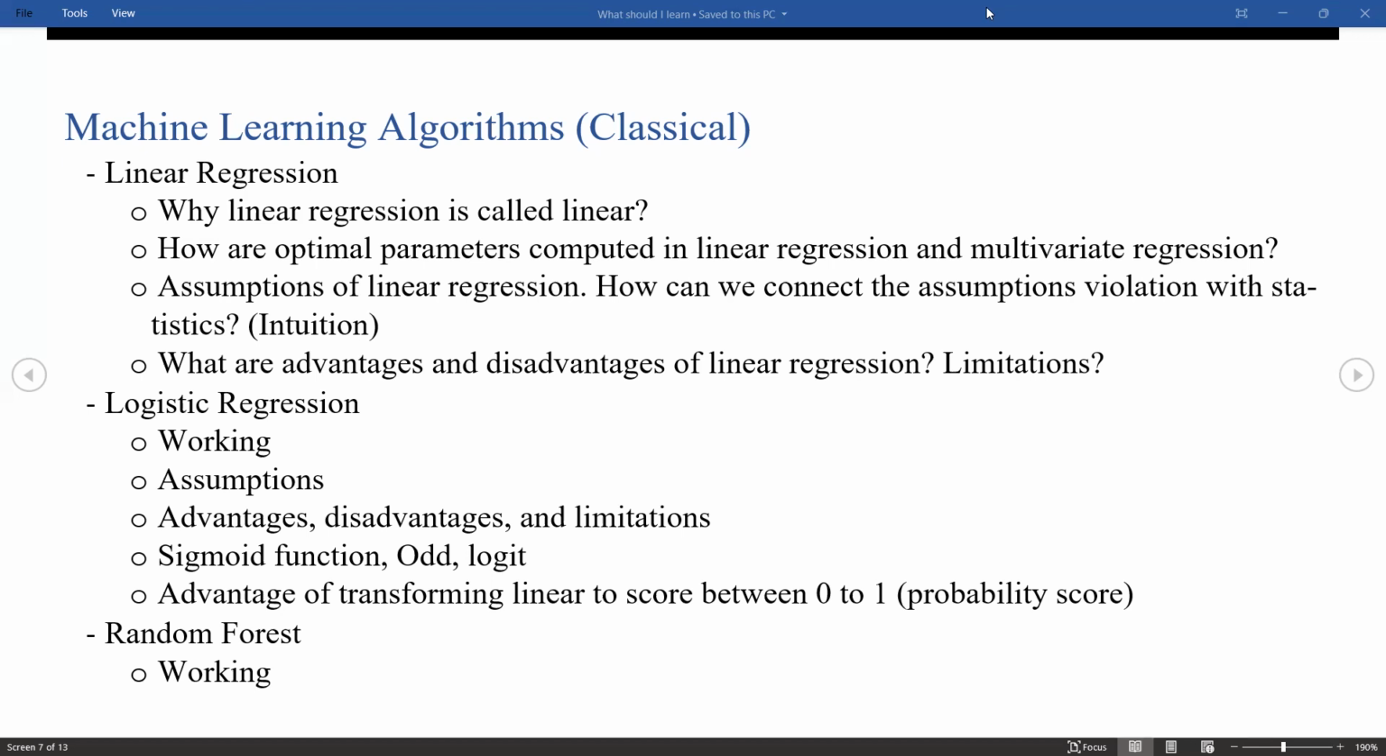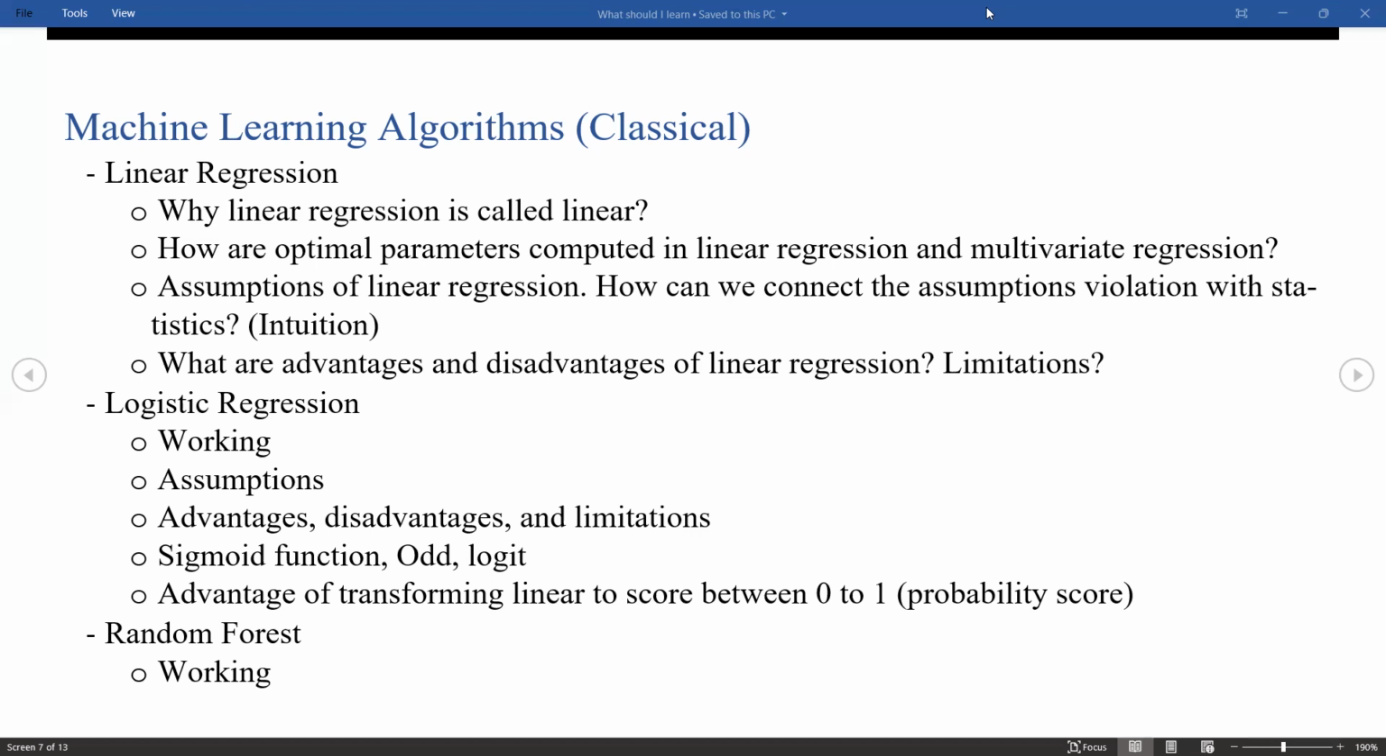How are optimal parameters computed in linear regression and multivariate regression? In any machine learning model, and especially in supervised machine learning models, and this is one of them, there is one training phase and then a prediction phase. In the training phase, you learn the model parameters. And in the prediction phase, you make use of those parameters to predict the value. So the question here is how they are computed.